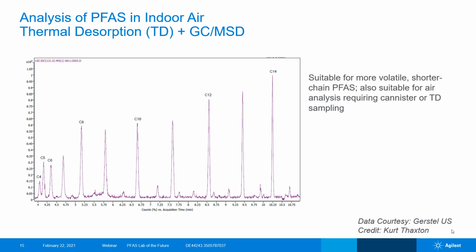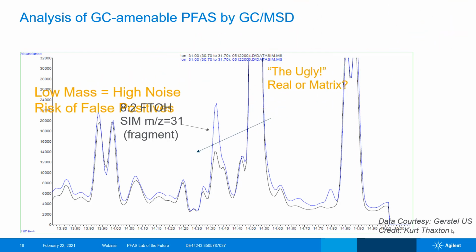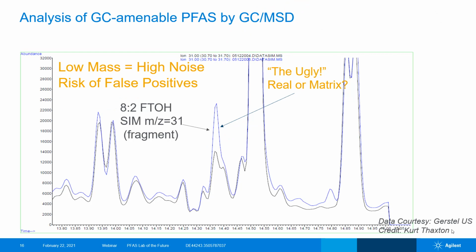So here is an example showing an analysis on a DB624 column where you get separation using a thermal desorber with a GC single quad instrument for the perfluorocarboxylic acids. But there can also be some issues by using a GC-MSD or a GC single quad, right? For example, some of these compounds in SIM mode have very low m/z. For example, here 8:2 FTOH has a 31, and we know basically that low mass equals high noise, and so this could potentially have a risk of false positives.